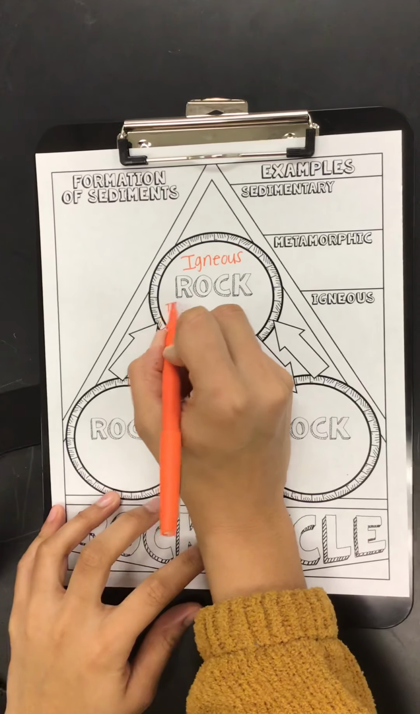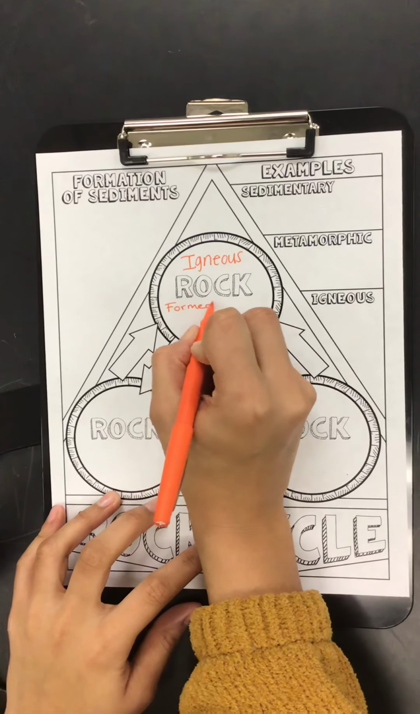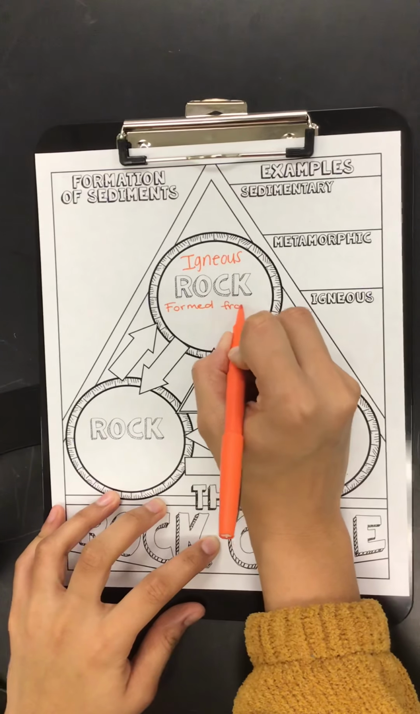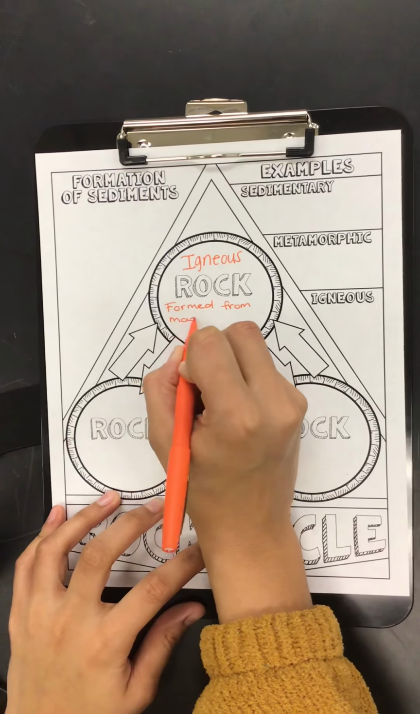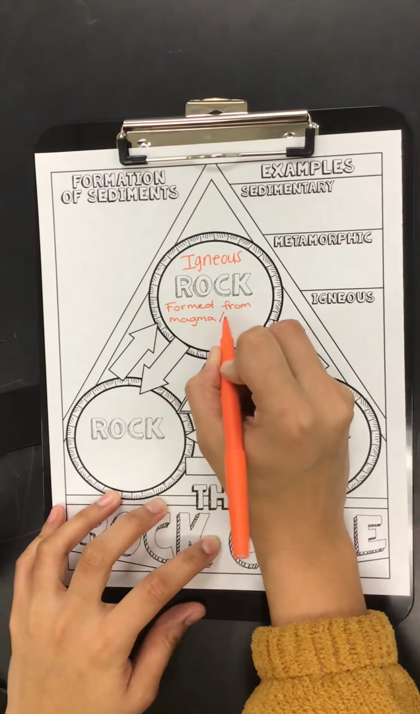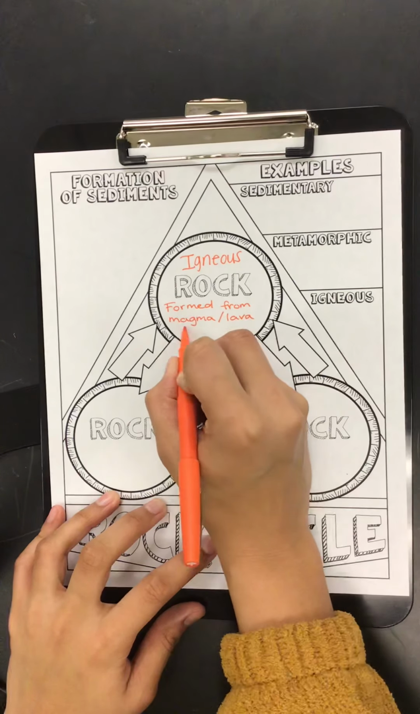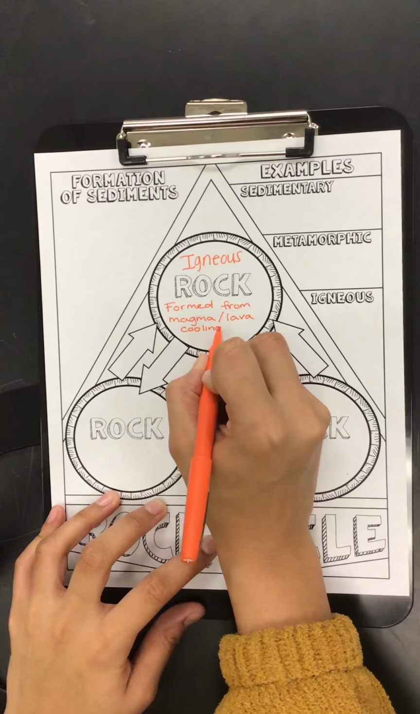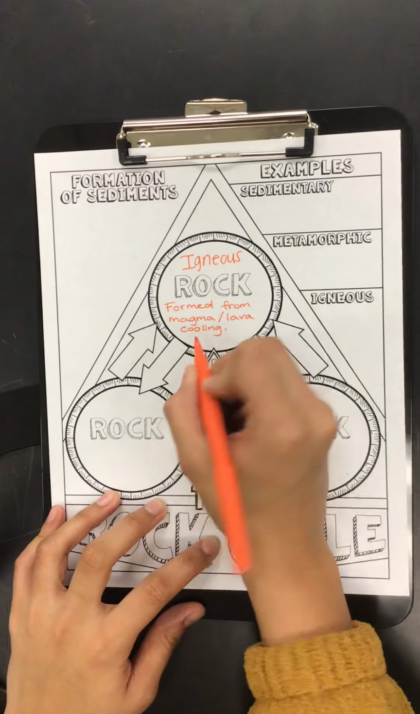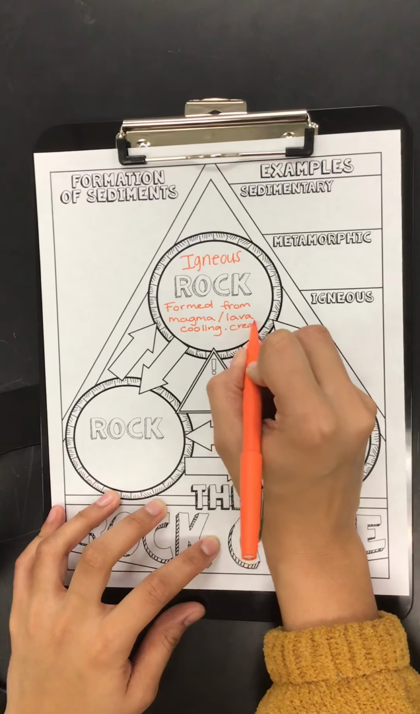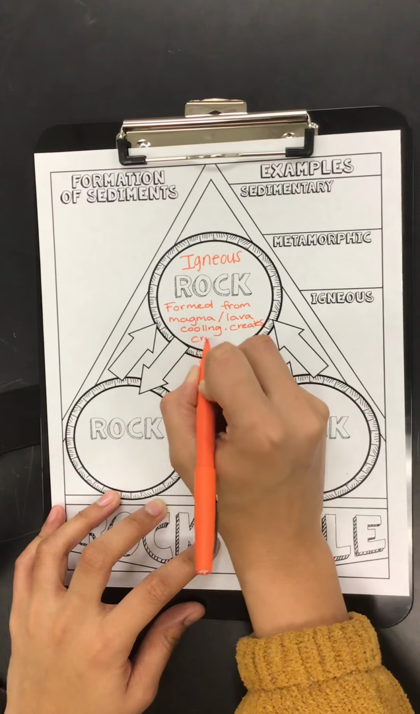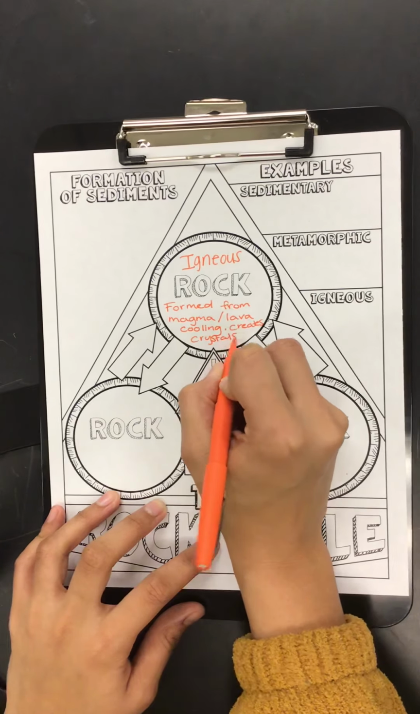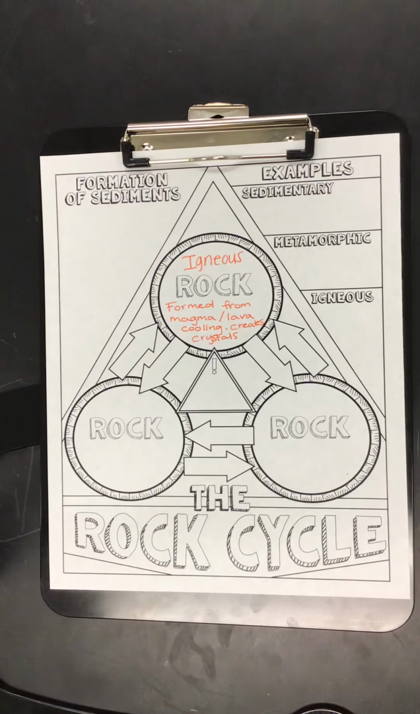So we're going to put formed from magma slash lava cooling. Now I'm just going to write creates crystals. One thing I do want you to know is that the faster it cools, the bigger the crystals are going to be in the rock.